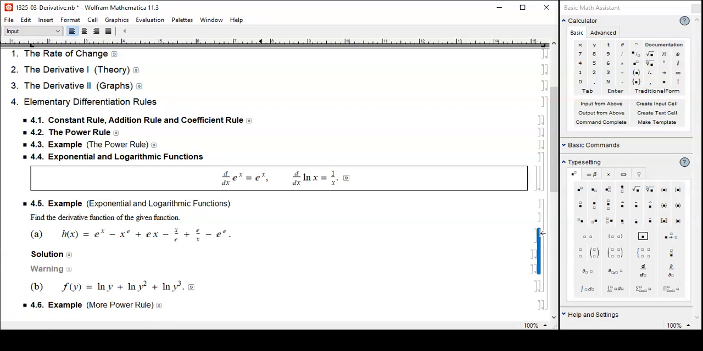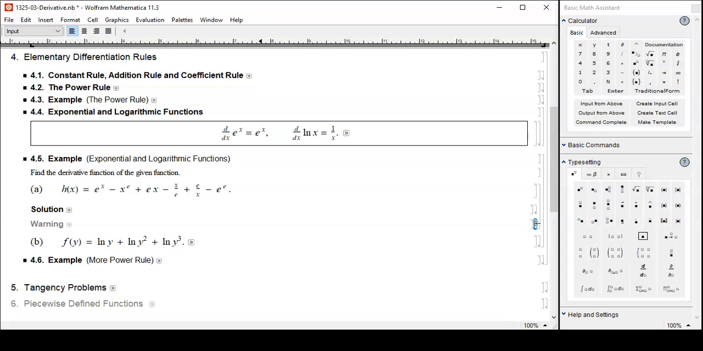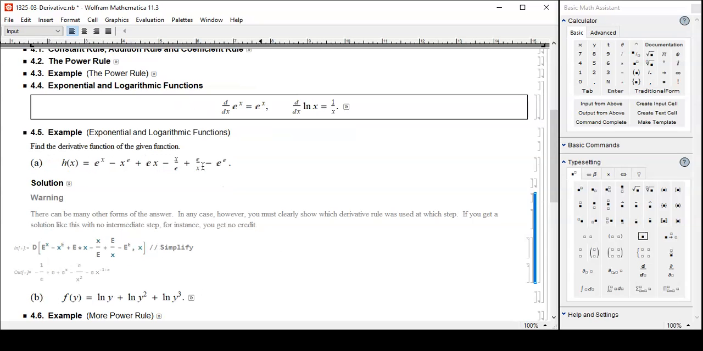By the way, here's the answer key if you're interested. And then warning. See, do not change the order or simplify.